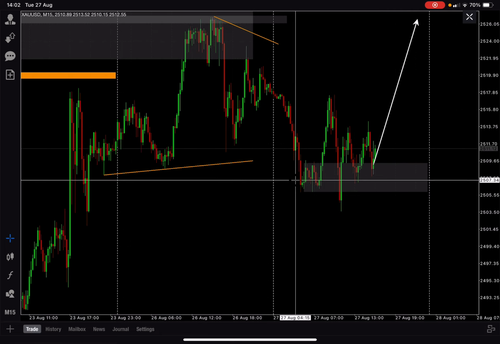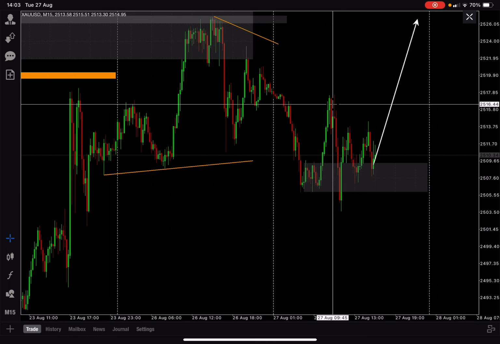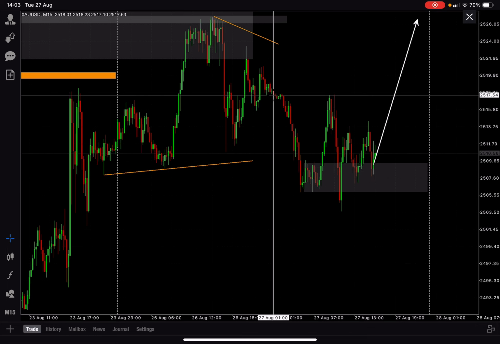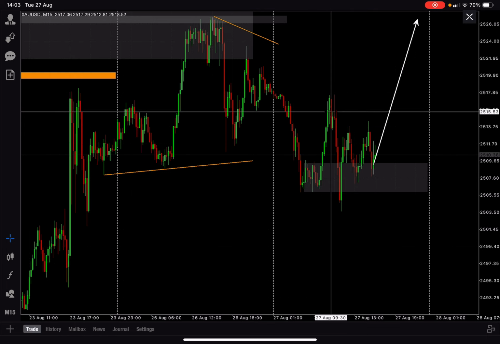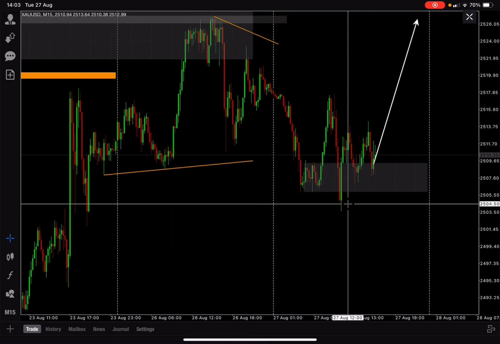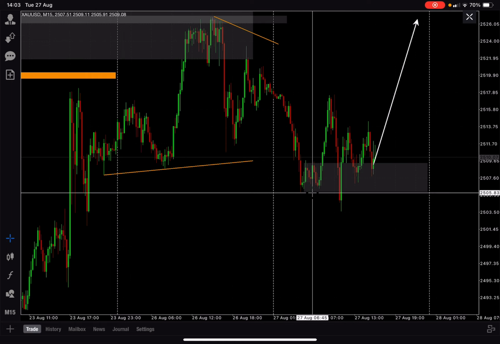So this is your manipulation area. So this is your consolidation. Fake out to the upside, which retests the daily open. And then you got the downwards move. I'm seeing this as your fake out to build up the manipulation, to build up the consolidation area. So this is being seen as a fake out down.